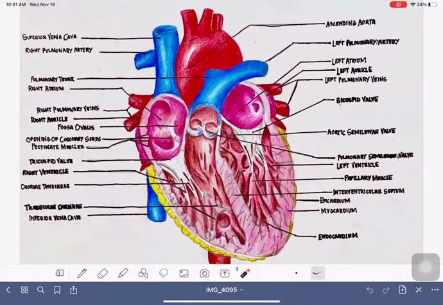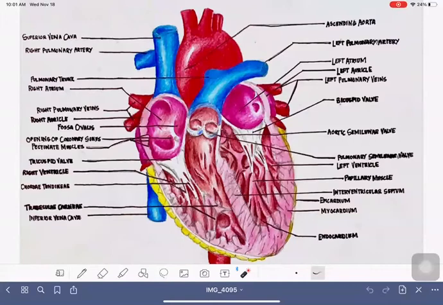Now the blood going into the superior vena cava is blood coming from the head, the neck, and the upper limbs. And for the inferior vena cava, blood will be coming from the abdomen and the lower limbs. And the blood that is coming through these two vessels will be oxygen poor.